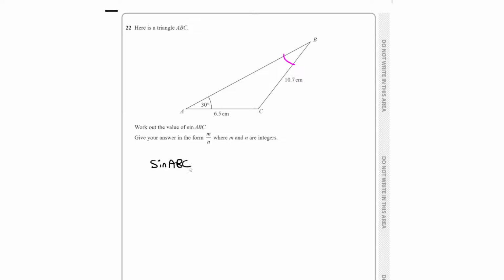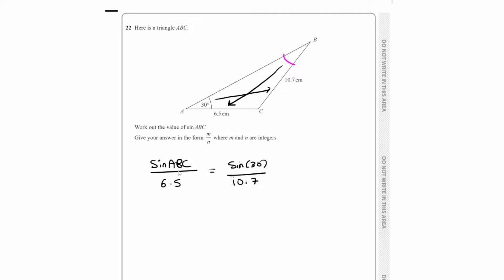So I'm going to leave it sine ABC over, and then with sine rule, you have to pair them up. So the angle with the opposite side. You see how that angle is opposite 6.5. And the sides go at the bottom. If you're looking for a side, you put that at the top of the fraction. And then you get another pair. So you see how our other pair is sine 30, and then the opposite side, luckily, is 10.7.